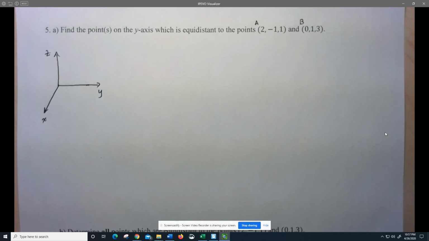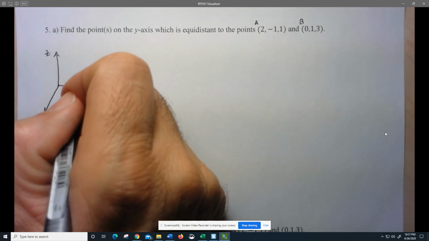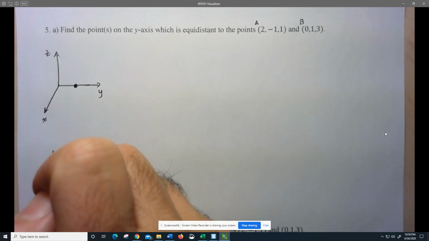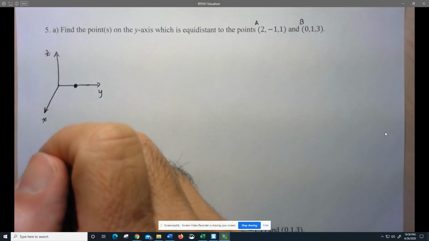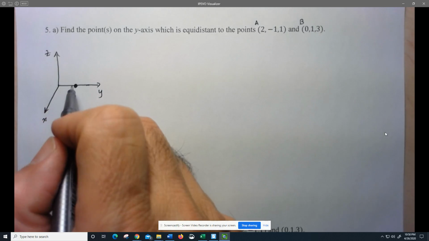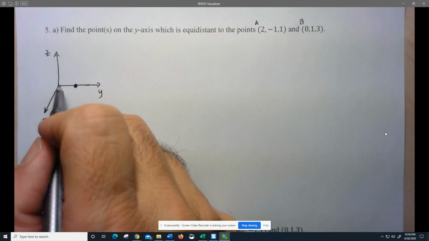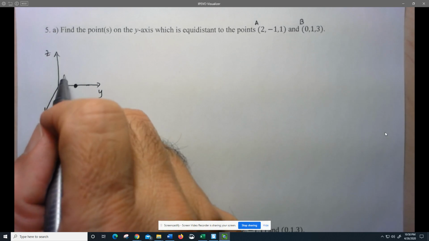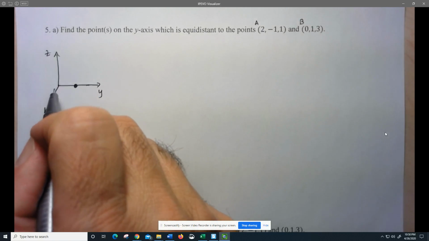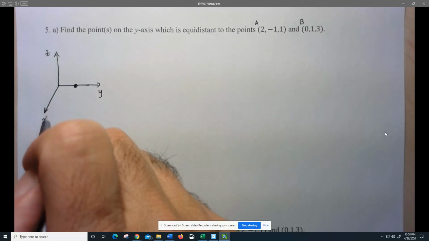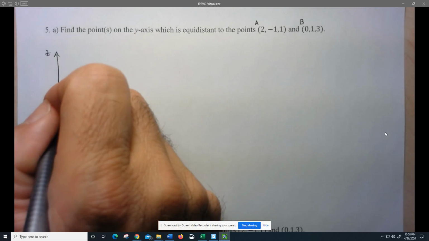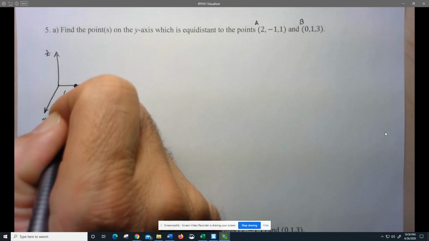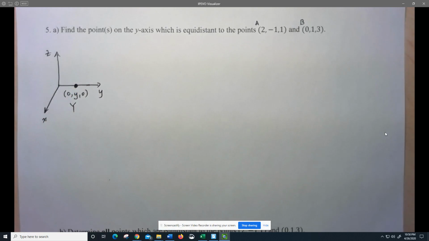So the first thing I want to do is find a point on the y-axis. If this is my point on the y-axis, I have to ask myself, what's special about a point on the y-axis? And I realize that the z component is 0, and the x component is 0. On the y-axis, I don't go either front or back in the x direction. I don't go up or down in the z direction. Those are both equal to 0. So I'm going to identify this point as 0, y, 0. I'll call that point capital Y.